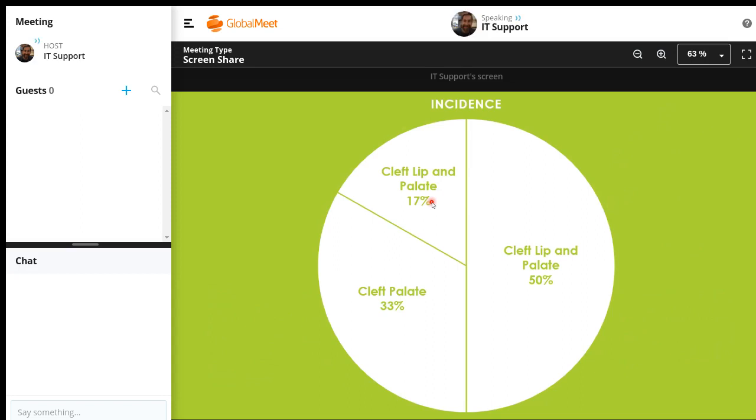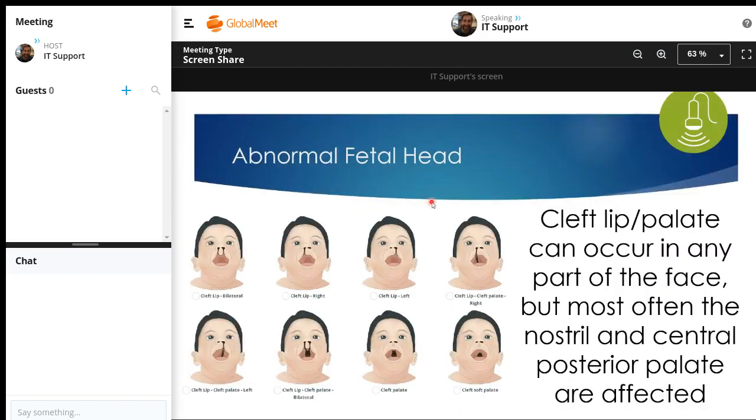So cleft lip and palate can occur in any part of the face, but most often the nostril and central posterior palate are affected. In severe cases, the cleft lip and cleft palate extends through the hard palate and alveolar ridge, involving the nasal cavity and possibly the orbit. So that's a pretty severe case of a cleft lip and palate.